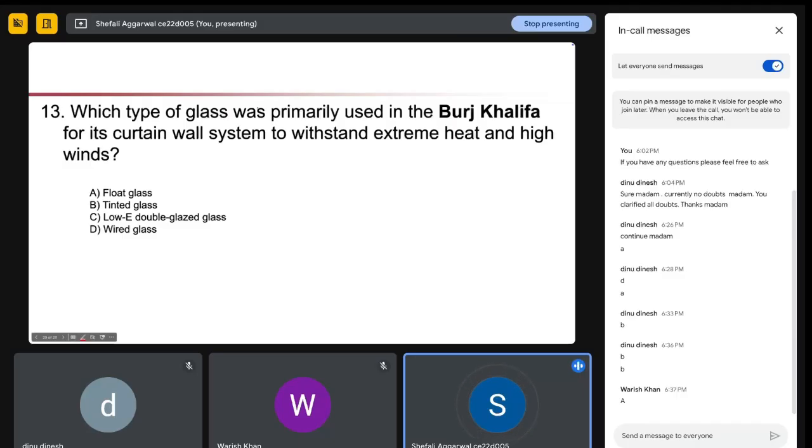Okay. Which type of glass was primarily used in the Burj Khalifa for its curtain wall system to withstand extreme heat and high winds? Float glass, tinted glass, white glass, low E double glazed glass. So any idea which glass is used in the Burj Khalifa curtain wall?